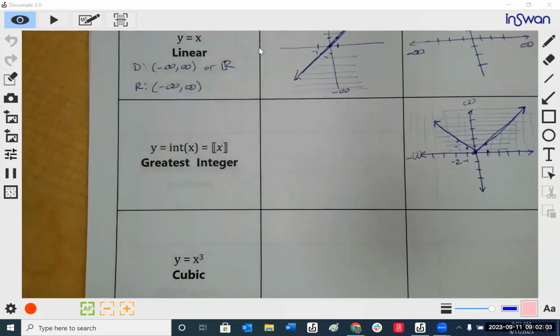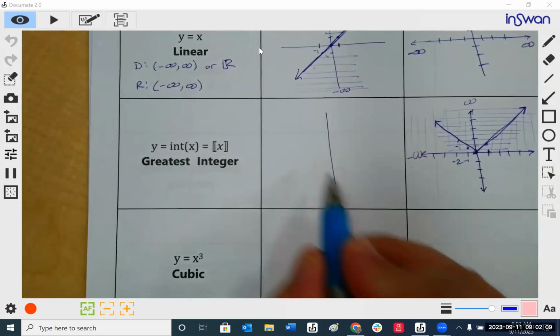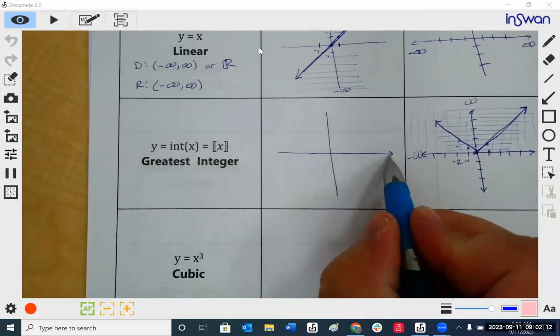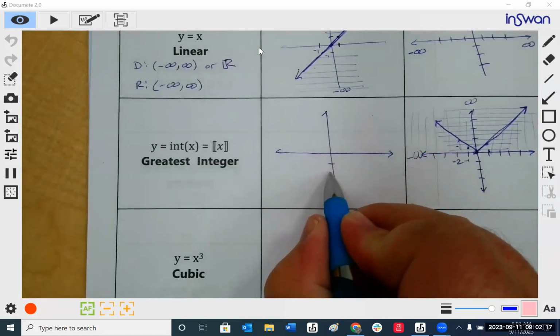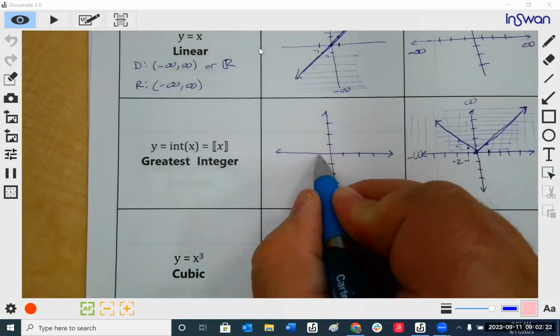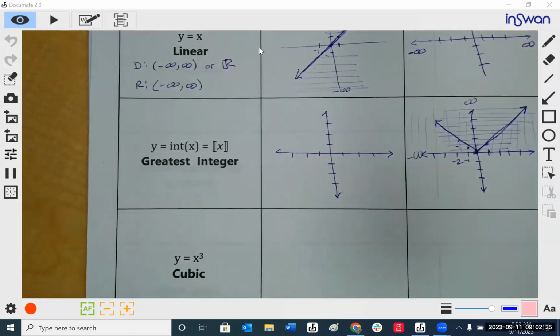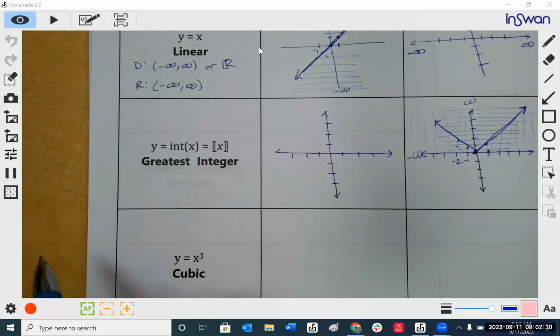The greatest integer function. A lot of people have never seen this before. Another name for it is the stair-stepper function. The greatest integer function, or the int command. What it does, it truncates. It just drops off any decimals that you have. So there are no decimals. Whatever's in front of the decimal is your answer.